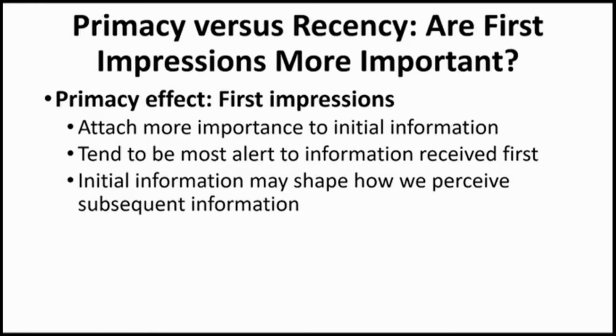Now, when forming impressions of people, we tend to see something called the primacy effect, where earlier information that we're given about someone tends to be more easily recalled, and we tend to give a little bit more weight to the information that we get earlier on. So we're going to be a little bit more alert to the information that we receive first, and that initial information might even start shaping how we perceive any information that comes after it.